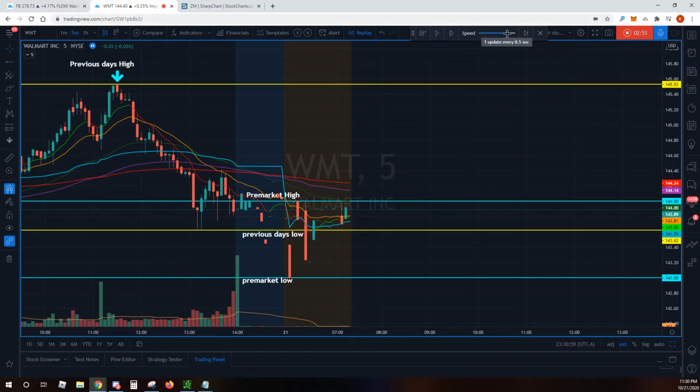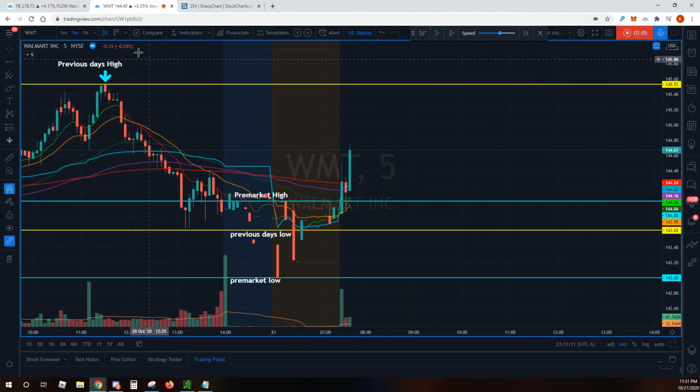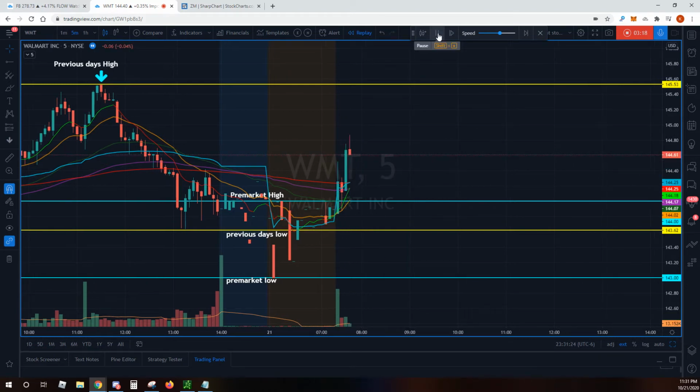I can go ahead and set the speed anywhere from 1 second up to 5 seconds, but I'll just do 1 second. So we'll go ahead and play this. As you can see, the day started bullish. Now each of these candles is 5 minutes. Here I'm at the 5-minute time frame. So you see the first 15 minutes here, 5, 10, 15. We're going to go ahead and see the next candle. So the next candle has formed here.